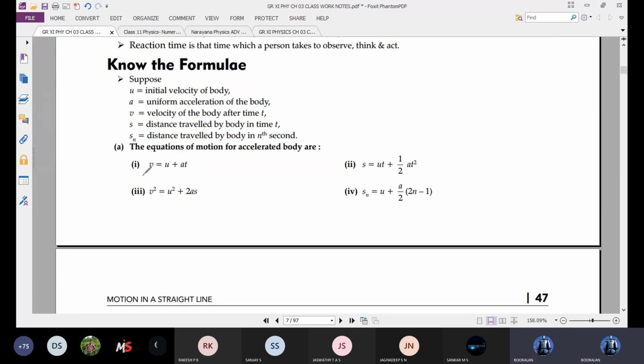The three equations of motion: v is equal to u plus at, s is equal to ut plus half at square, v square equal to u square plus 2as, and the s_n formula: u plus a by 2 into 2n minus 1. Listen, in which condition should you take the u value? It is 0.